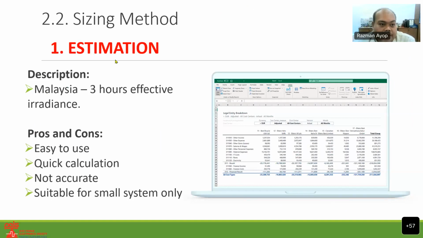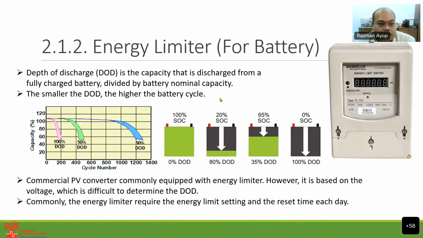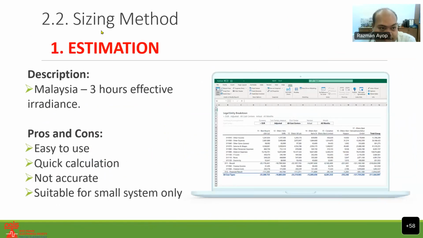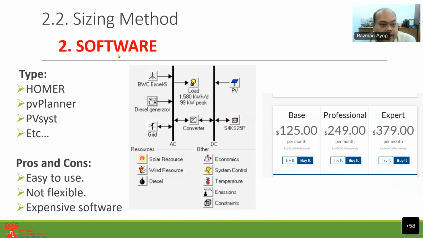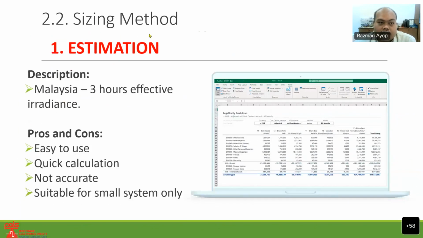Okay. So remember that I said sizing is quite important because you want to make sure that the system is cost effective. So to do this, you have three methods. The methods are estimation, software, and algorithm. This is just to ensure that your system is cost effective and reliable. So I will move on to the first method, which is estimation.